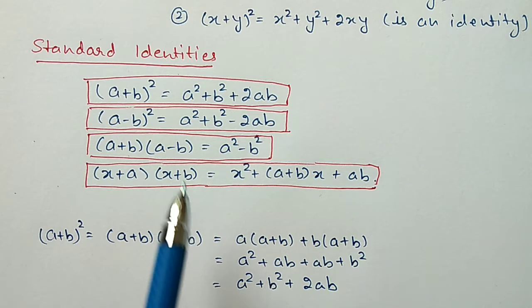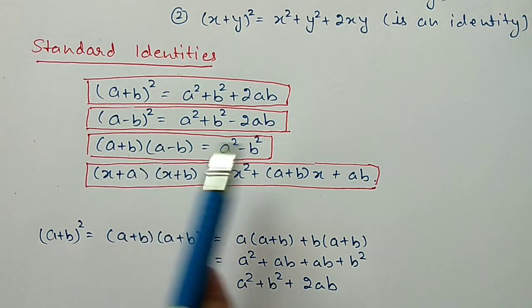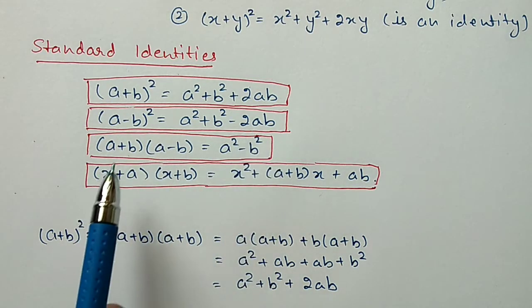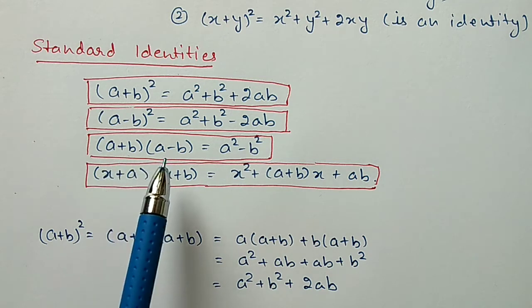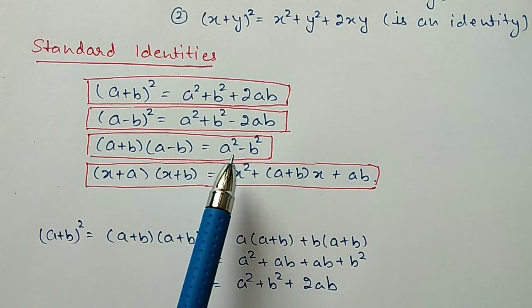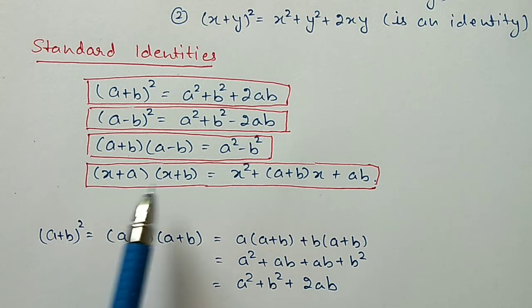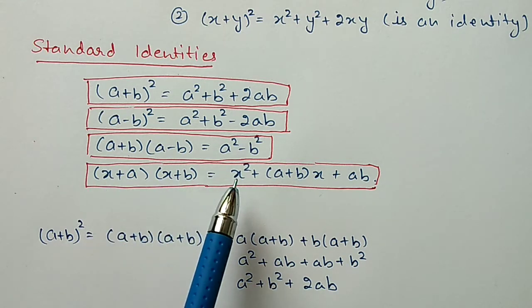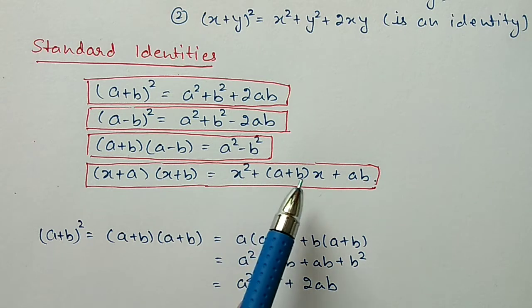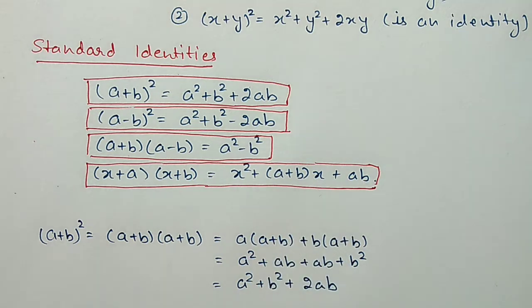So like this we got the first identity. Similarly, if we multiply a minus b with a minus b, we will get the second one, and if we multiply a plus b with a minus b, then we will get a square minus b square, and this fourth one, x plus a into x plus b is equal to x square plus a plus b x plus ab.